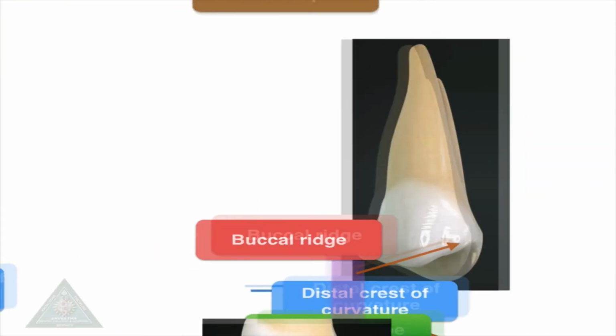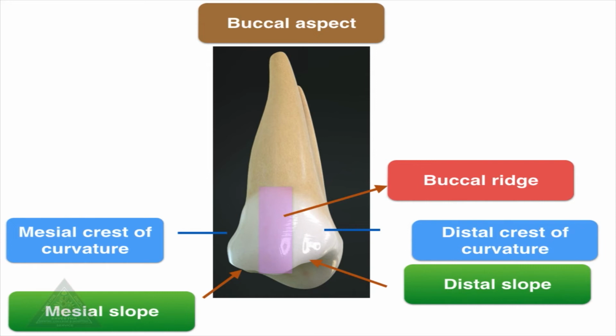From the buccal aspect, how does a premolar look? It will resemble a canine, but it is different from the canine in that the mesial slope of the premolar is longer than the distal slope of the premolar. Now, the mesial and the distal crest of curvature are more cervically placed and they have a well-developed buccal ridge.